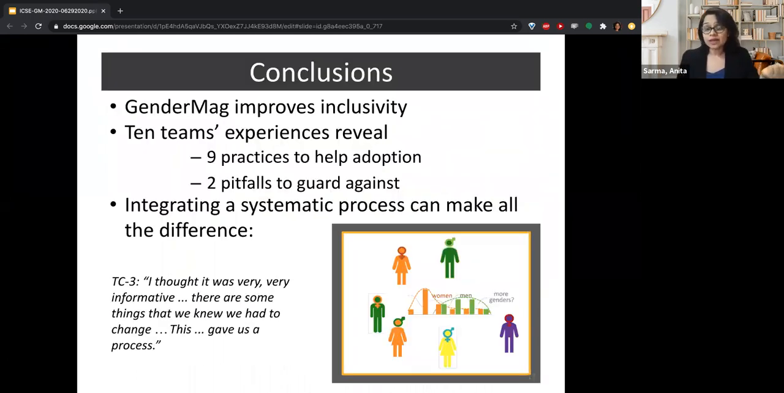In conclusion, past research, some from our team, some from others, has shown that GenderMag improves inclusivity. This paper brings up 9 practices to help with adoption and 2 pitfalls to guard against. Perhaps the central message behind these teams' experiences is that suspecting your software of gender bias and wanting to fix it is all well and good, but actually integrating a systematic process can make all the difference.